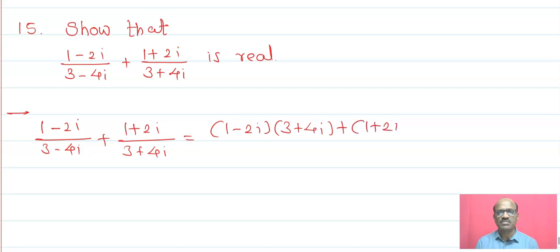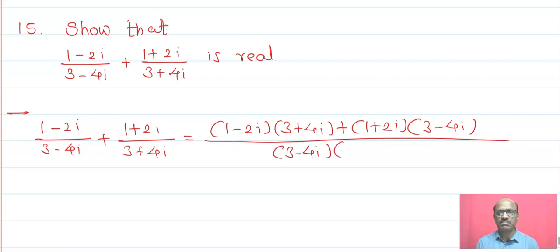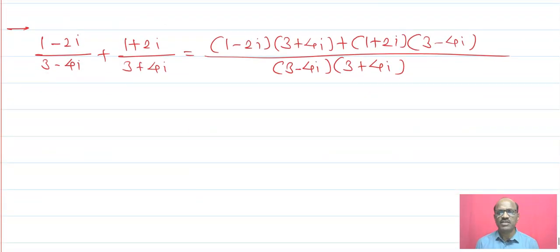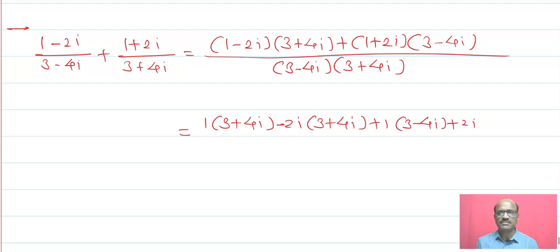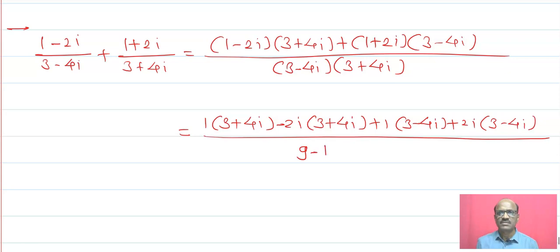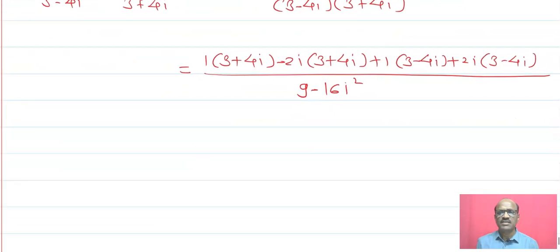Now make the cross multiplication here, that is 1 minus 2i in bracket 3 plus 4i plus 1 plus 2i into 3 minus 4i upon the product of the denominator terms, they are 3 minus 4i into 3 plus 4i. Now simple multiplication of the two brackets is given here. That is 9 minus 16i square.